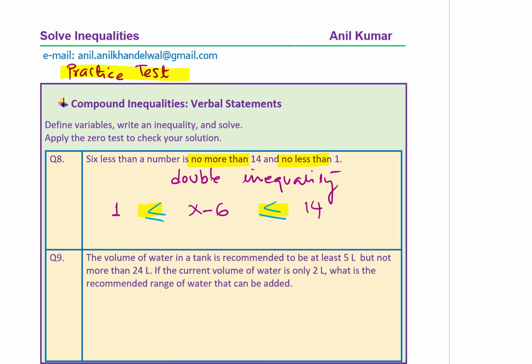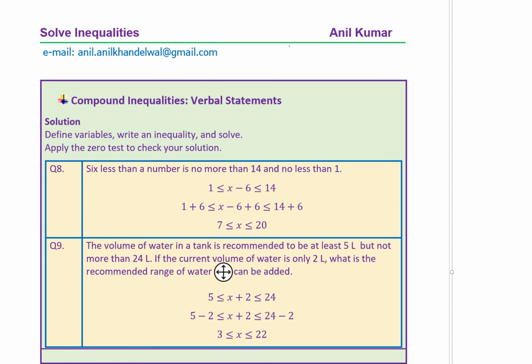Let's move forward to have a look at these inequalities. So as in the first case, I was saying the sign should be greater than or equal to. So x minus 6 is greater than or equal to 1 but is less than or equal to 14. That is, we are saying no more than means no more than 14, right? No more than 14 is this. You see that? So that is how it is.